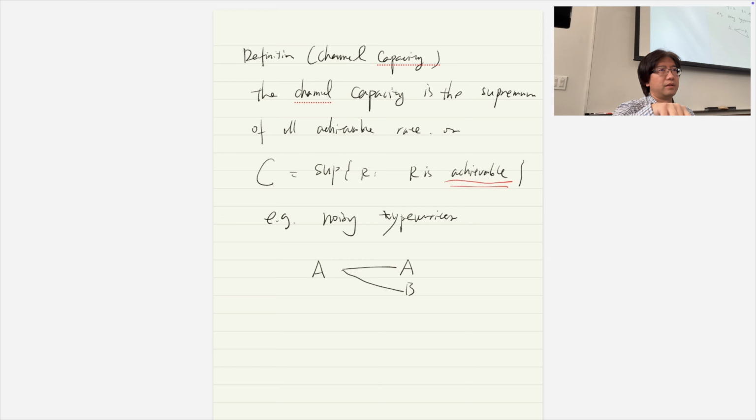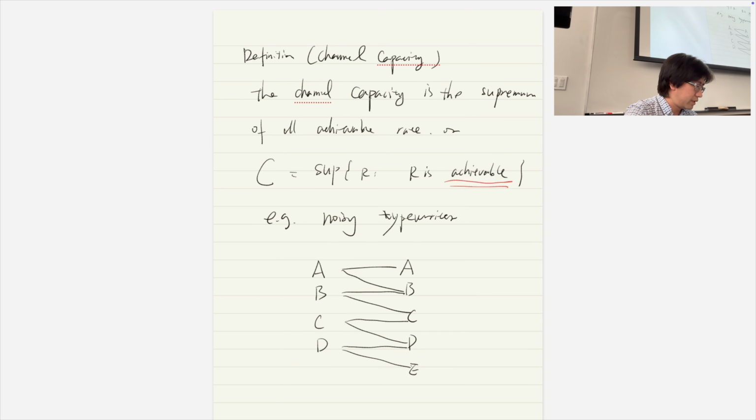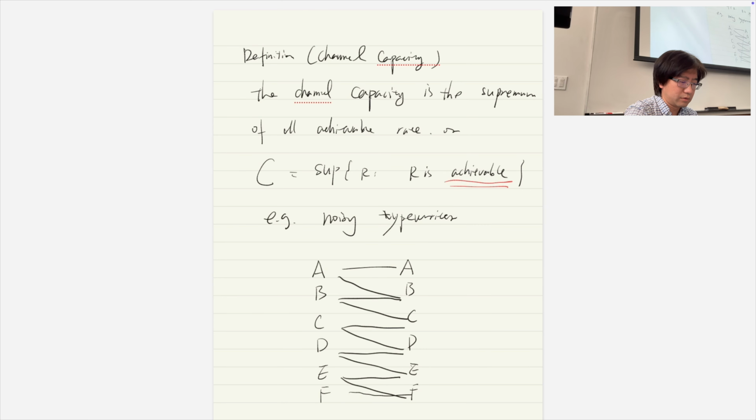Anyway, for the noisy typewriter, when we type something, A could appear, and there's also some chance B appears. If we type B, B could appear and then C could appear as well. If we type C, the same thing happens. And D, and if we type D, E could appear. If we type E, F will appear, right? If we type F, something magic happens: F could appear, and then A could appear, and it becomes a closed loop. This is called the noisy typewriter, okay? So this is our channel.